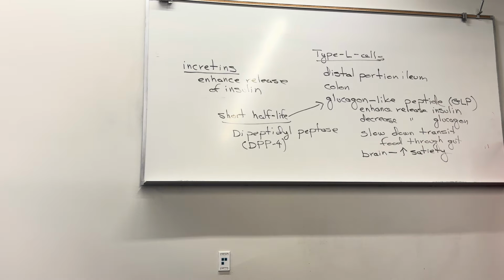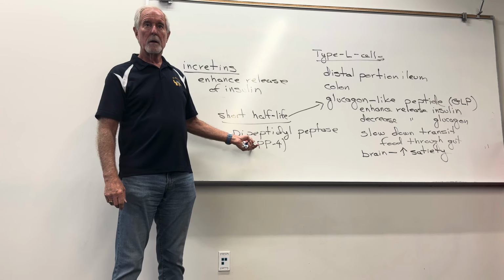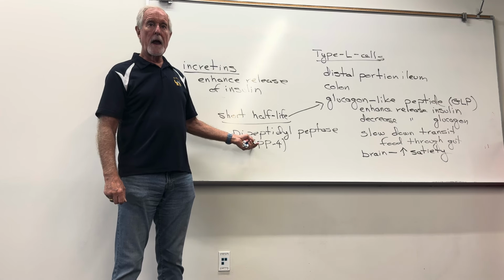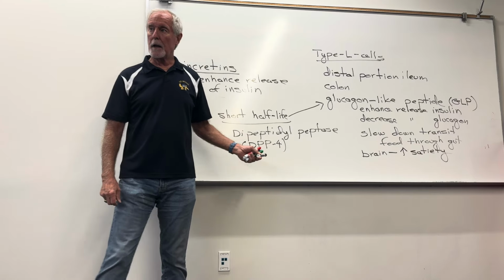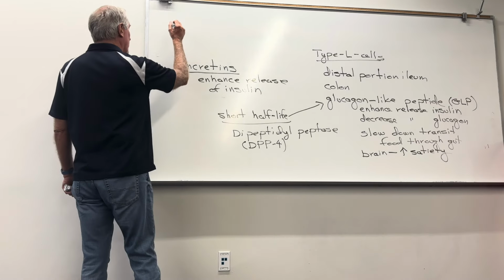And so what they do is they come along and they tweak these molecules. So they create a GLP-like molecule that is missing the sequence that this enzyme acts on. Everybody got that? So now the half-life of GLP is dramatically increased. Now, what's the name of this molecule that's had its structure altered such that DPP-4 won't act on it? And the name is Ozempic.